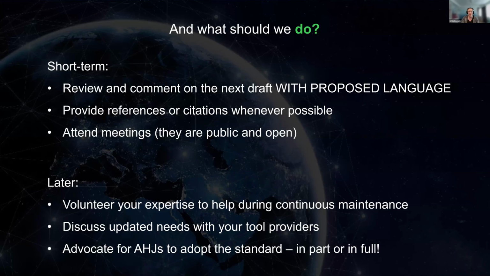Wherever possible, when you're telling us you should change this number, make this number bigger, make this number smaller, or use this method instead, please reference the papers it comes from. Provide citations whenever and wherever possible. It makes a huge difference.